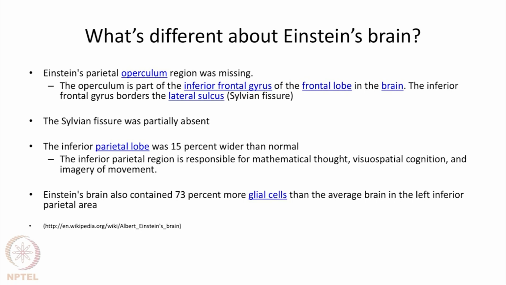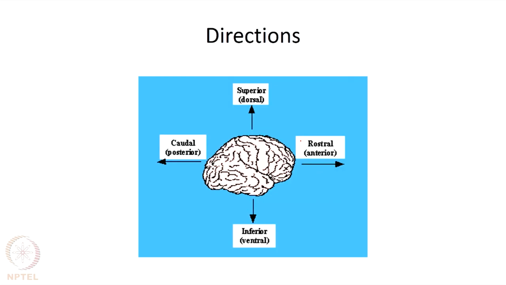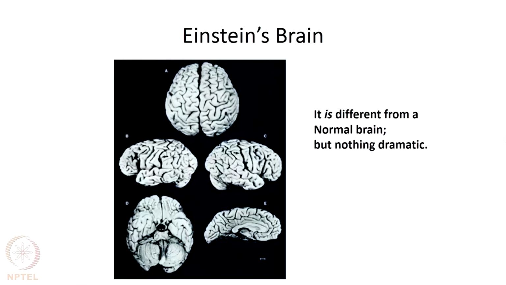Secondly, the Sylvian fissure was also partly absent, and the third feature is that the inferior parietal lobe was 15% wider than normal. So, the parietal lobe, again if you go back to this figure, this is the parietal lobe, and this is the inferior part, or lower part, of the parietal lobe, and this part is wider than normal. This is an actual figure of Einstein's brain, and you can see here that this is the inferior parietal lobe, and this region is wider than in normal people.